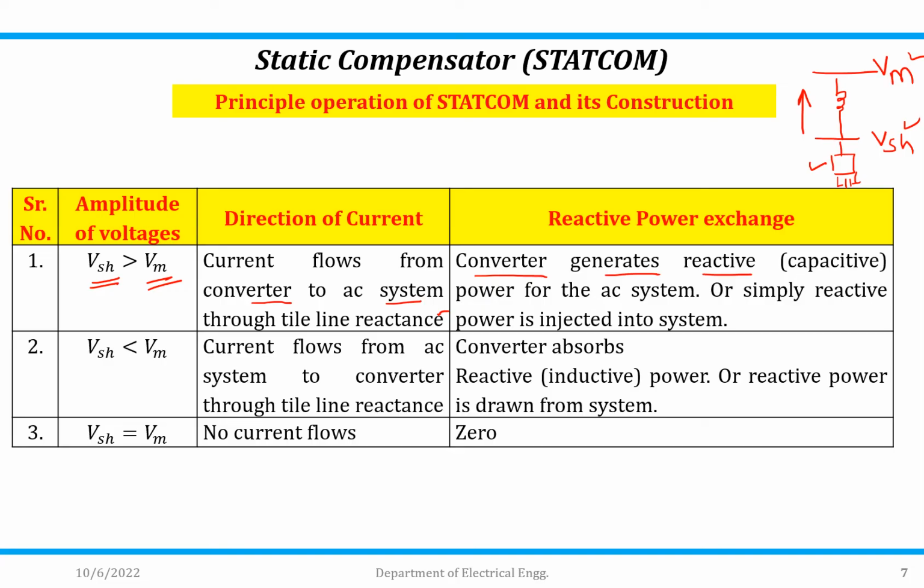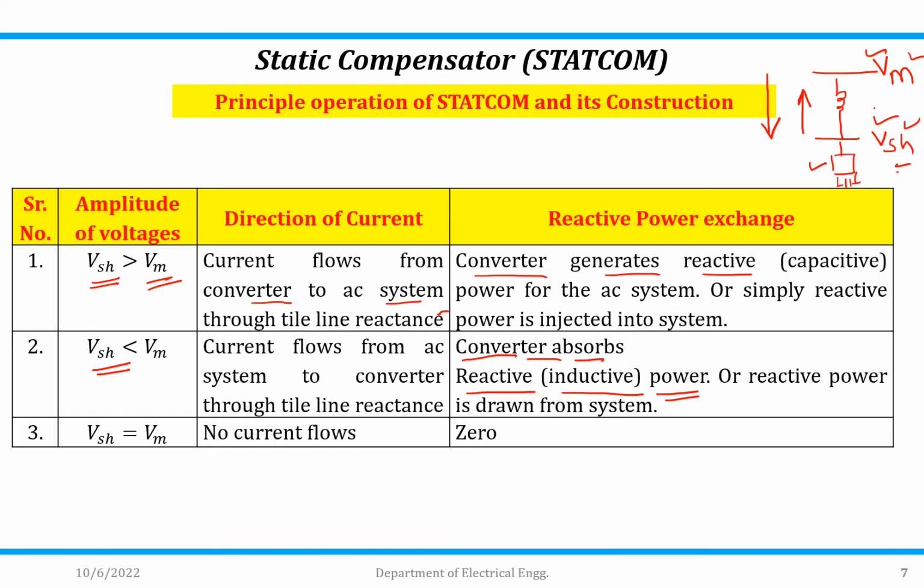Now the second case, suppose Vm is greater than Vsh. The direction of the current will be exactly opposite. It will be from the upper side to the lower side, or you can say from the main line to the converter. So the current flows from the AC system to the converter through a tie line reactance. With respect to the converter, I can write the statement as: the converter will absorb reactive power. It will be inductive reactive power, or reactive power is drawn from the system.